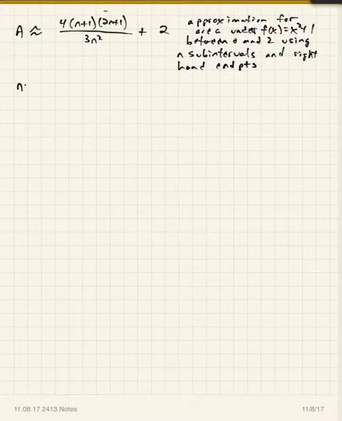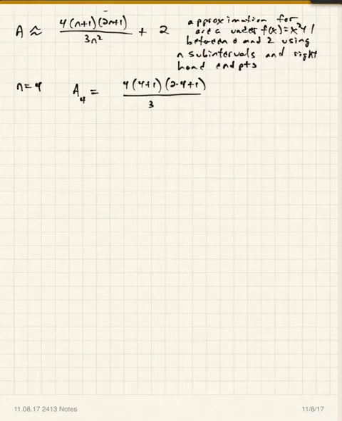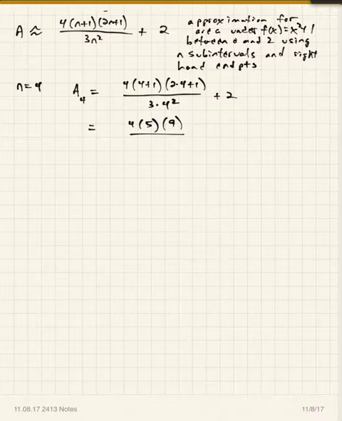So when n was 4, in other words, when we use 4 rectangles, then this approximation for area, we'll put a sub 4 right here, would be equal to 4 times 4 plus 1 times 2 times 4 plus 1, all divided by 3 times 4 squared, plus 2. And so we get 4 times 5 times 9, all divided by 3 times 16, which is 48.